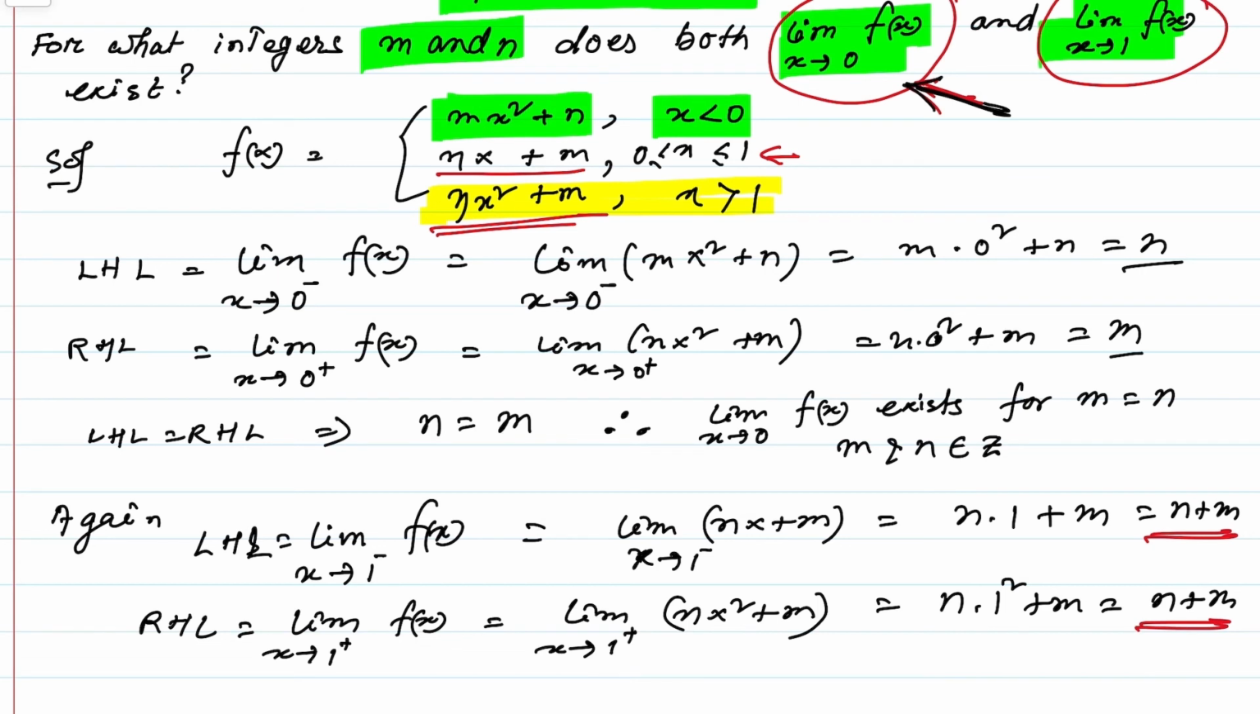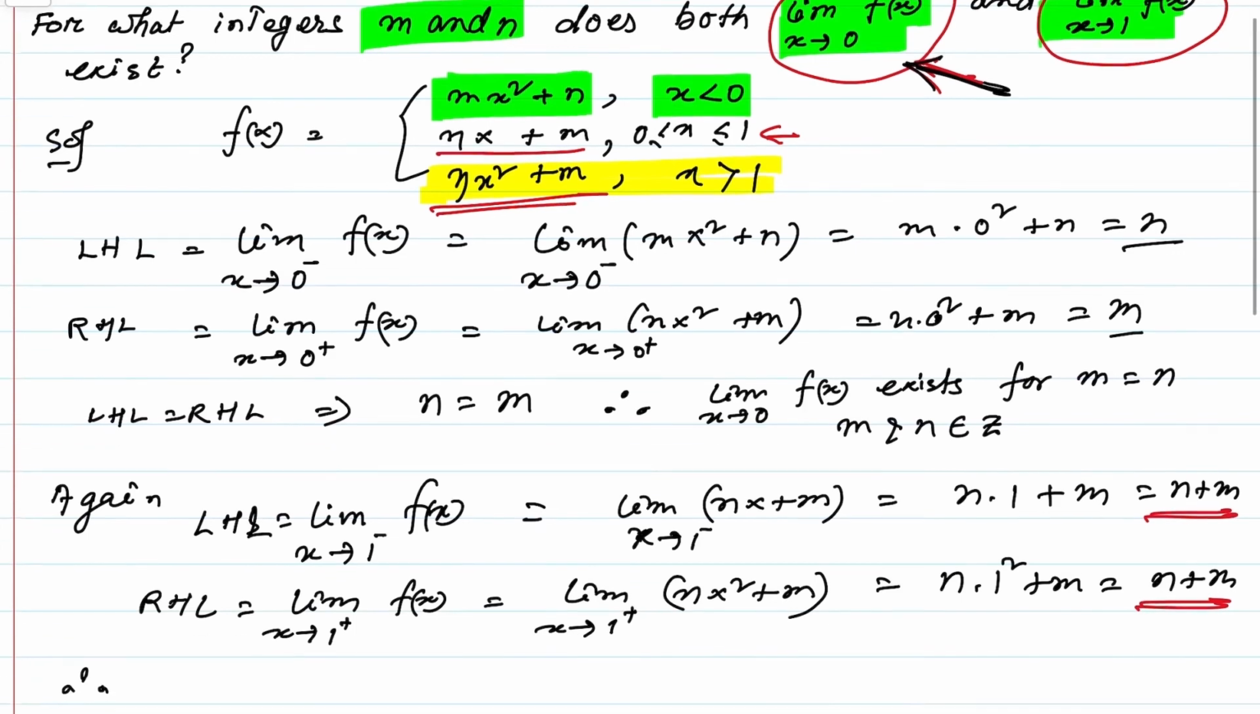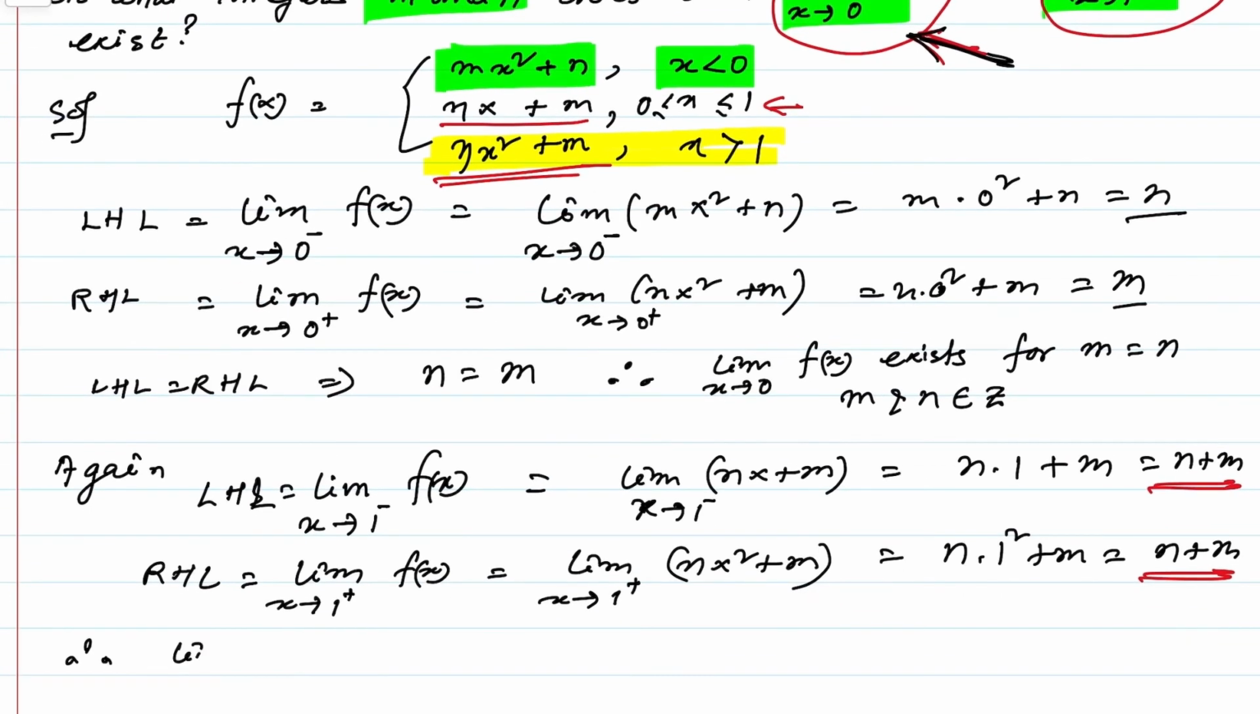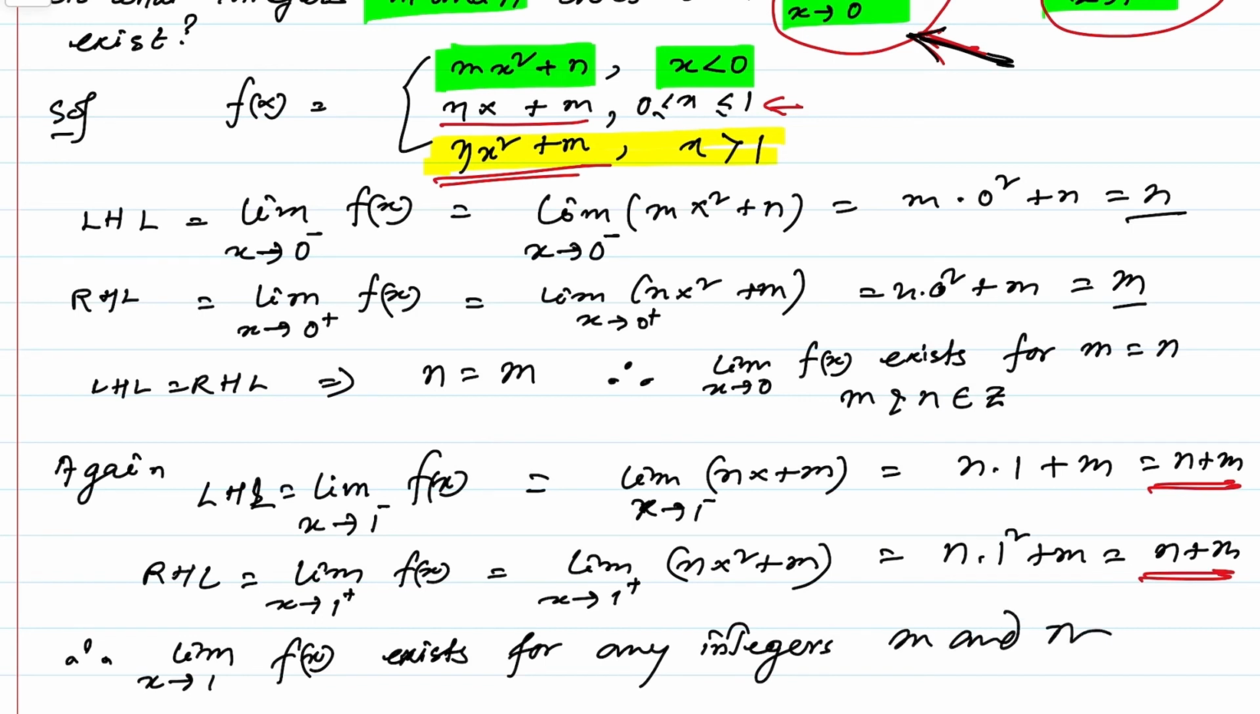Okay, so that's why, let me scroll up, that's why limit x tends to, sorry, not 0, x tends to 1, f of x exists for any integers m and n. So hope you have understood this. So this exercise is completed.